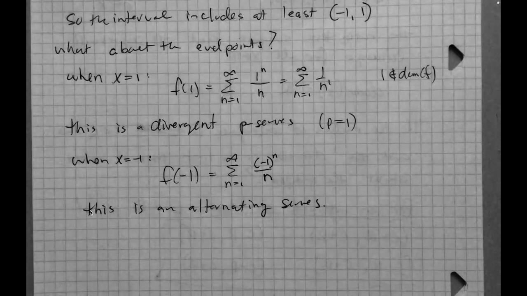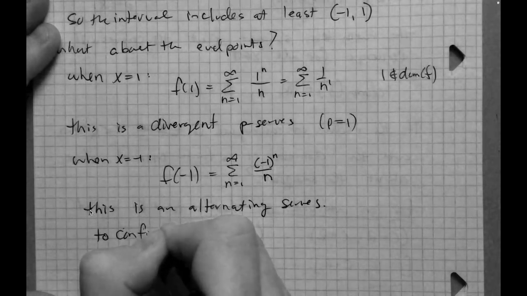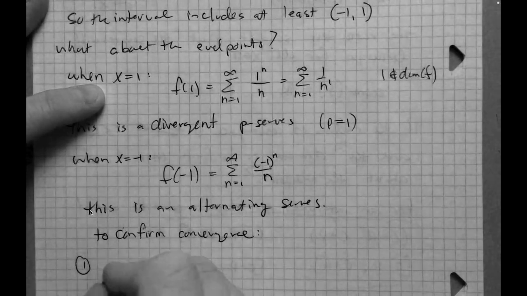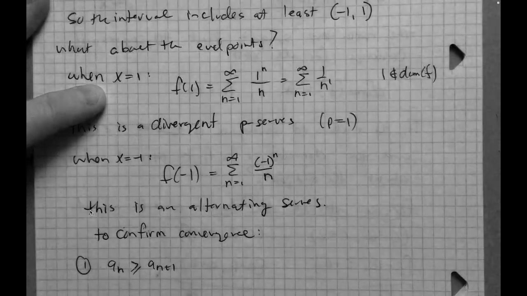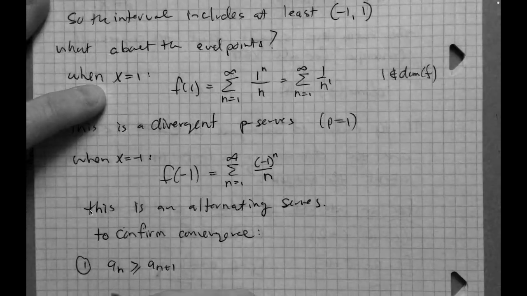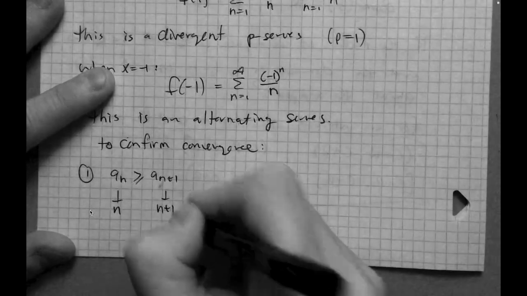And so the alternating series test, if you recall, had two things that had to be true to confirm convergence. First of all, we need a_n to be greater than or equal to a_(n+1). Well, is that true? Well, a_n is basically 1 over n. a_(n+1) is 1 over n plus 1. Yeah, that works. Check. Got that. The denominator is always going to be larger for the n plus 1 term, so that's good.